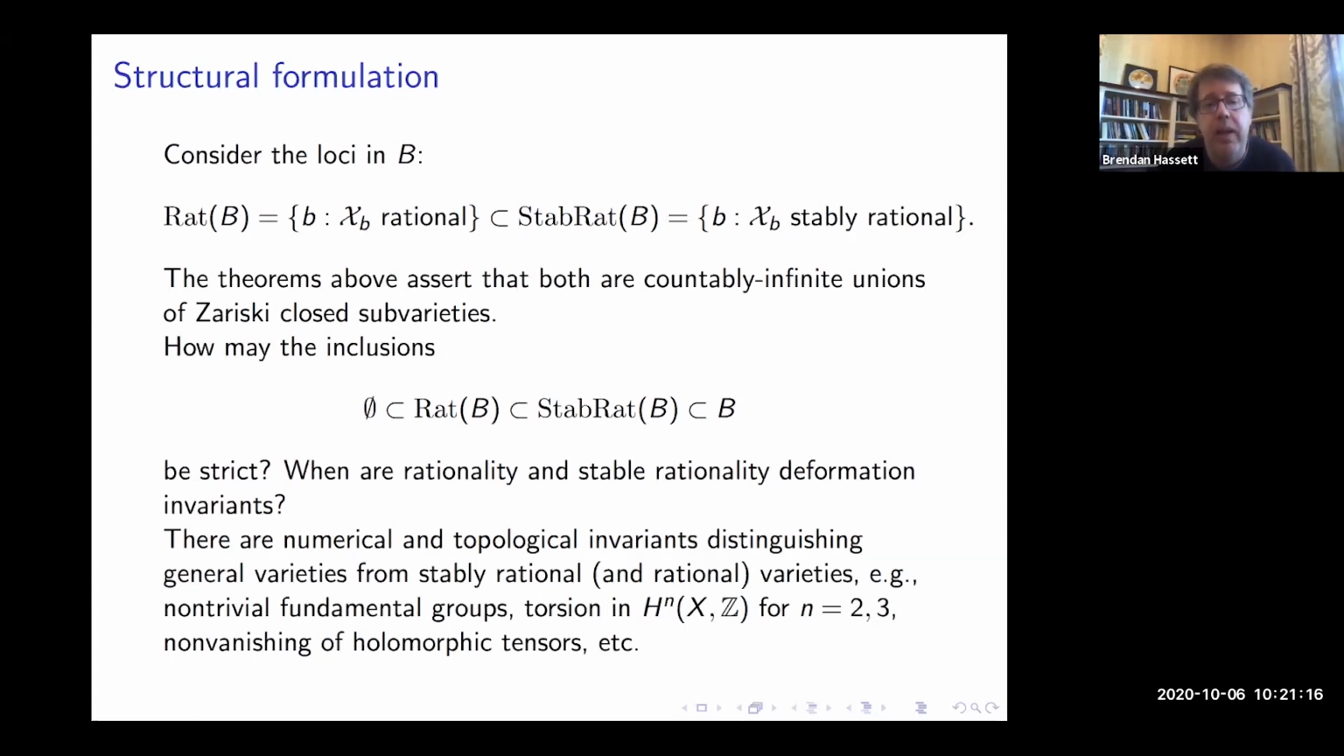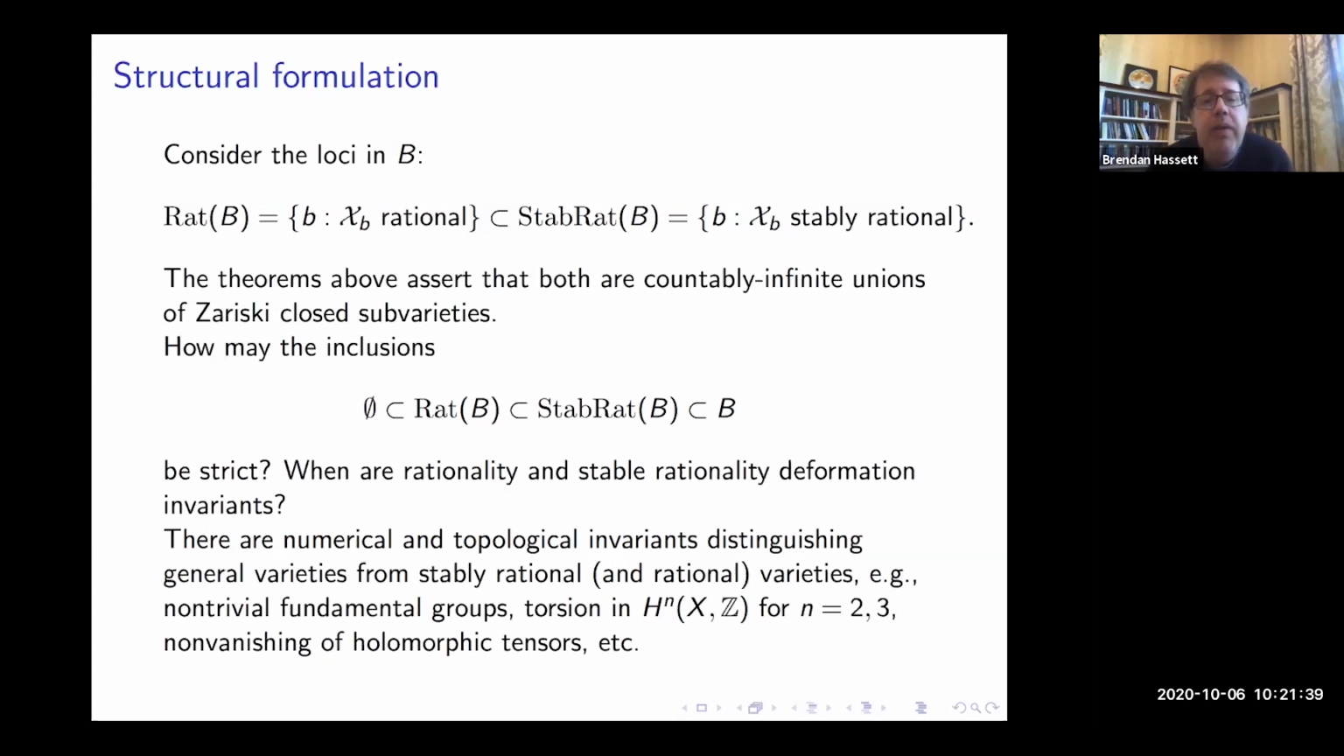There's no reason to think that there's only a finite number of these. And in fact, there are counterexamples that we'll discuss in a moment. And so we have some qualitative structural information about what the loci are of rational and stably rational varieties. They're built up by putting together a countably infinite collection of subvarieties of the parameter space.